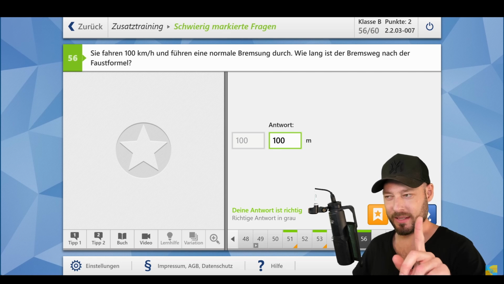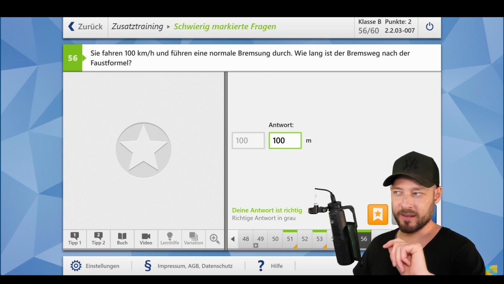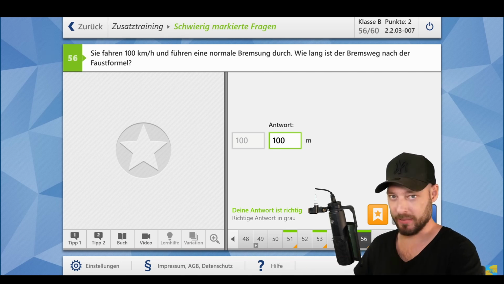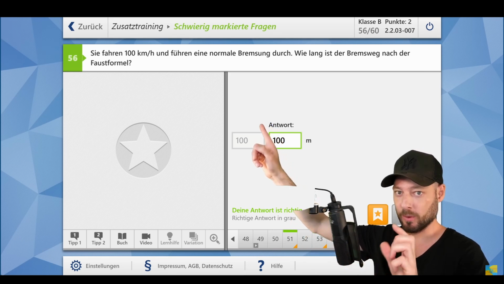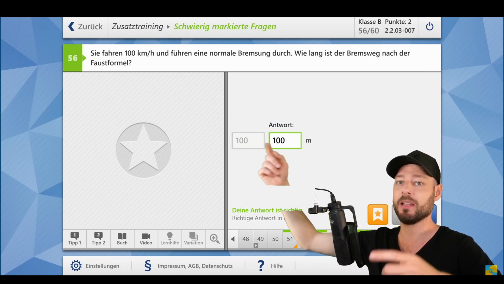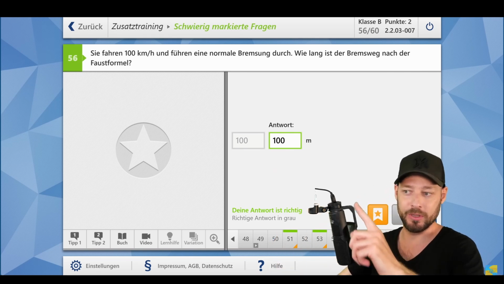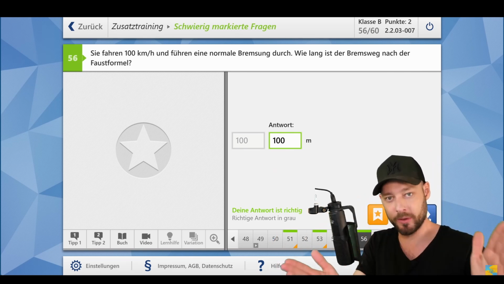Although that's not entirely correct, the formula we had at the beginning was the braking distance in an emergency braking situation. Here, we're asking about normal braking. So there's a high risk of confusion here too. For emergency braking, you would then have to divide 100 by 2 again.